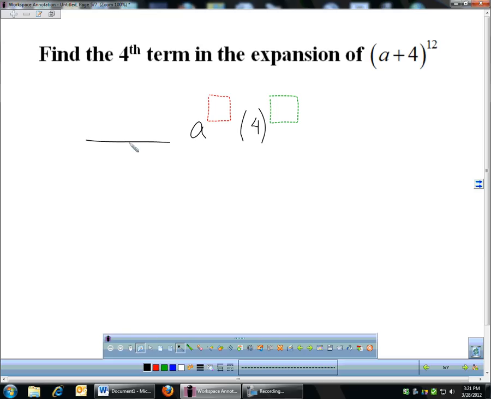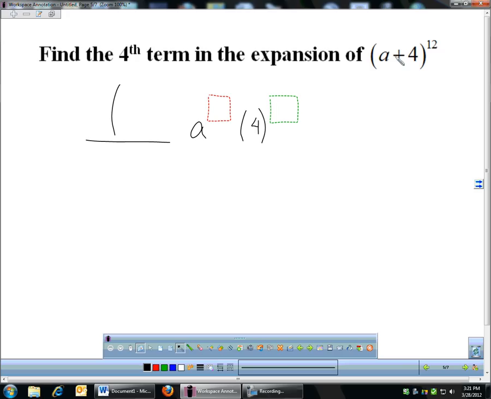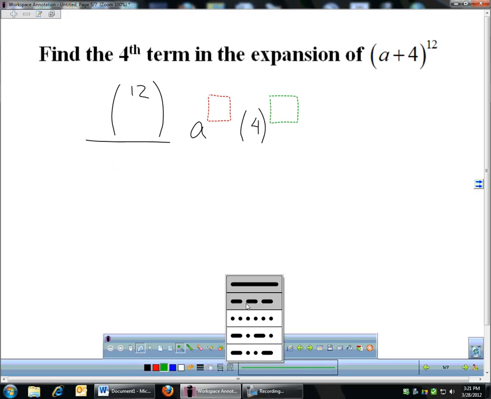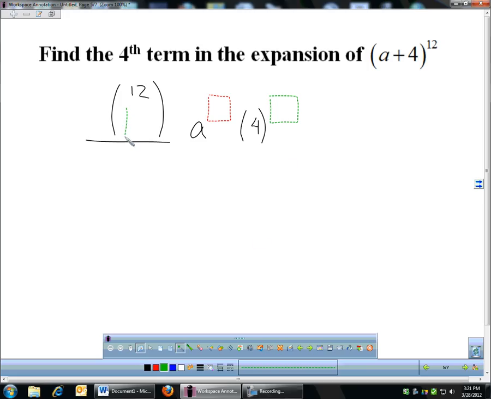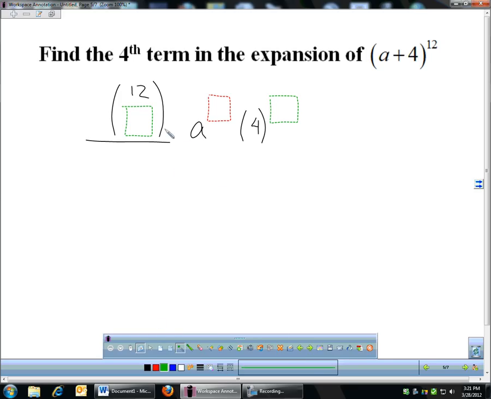And the coefficient, I know it has to be, my coefficient is going to be 12, the original exponent, choose something. And what you need to remember is that the number on bottom is the same as the exponent on 4. So I'll use a little green box. If I could find out any of these numbers, then I could trickle on down to the rest of it. And this is going to be the fourth term.